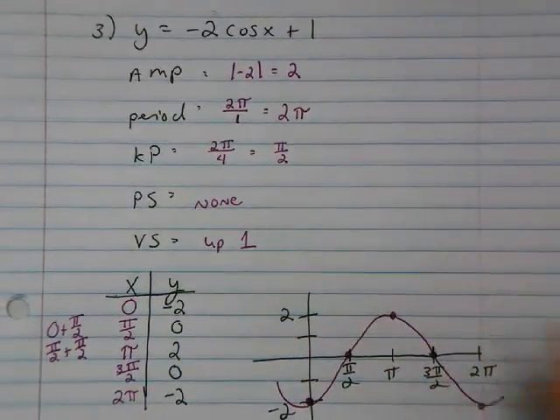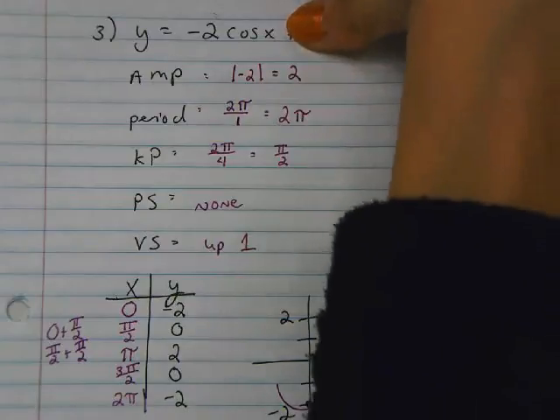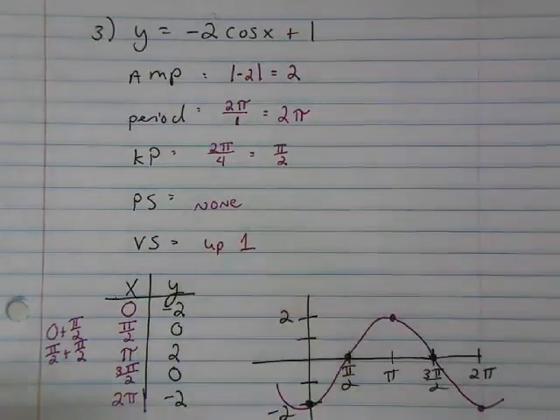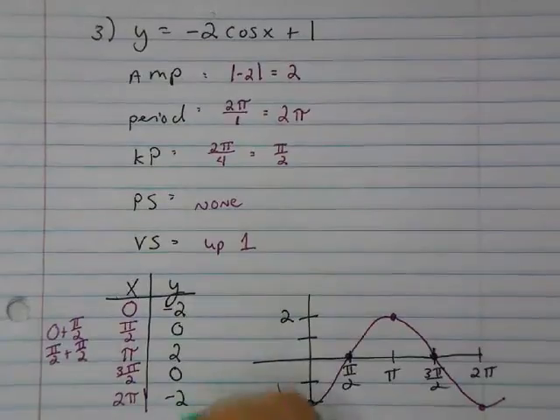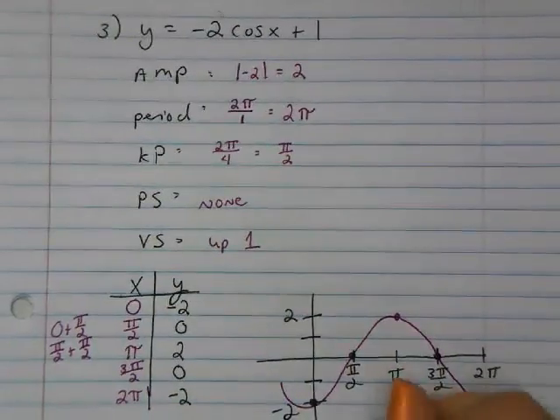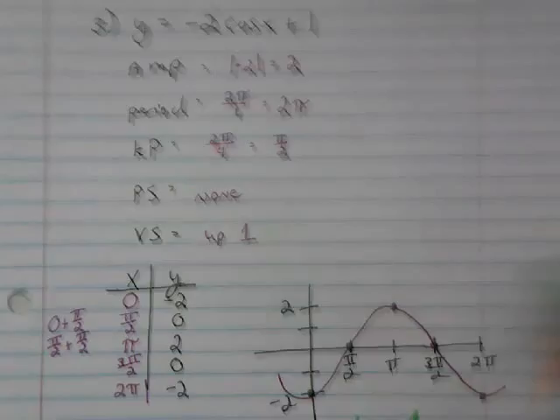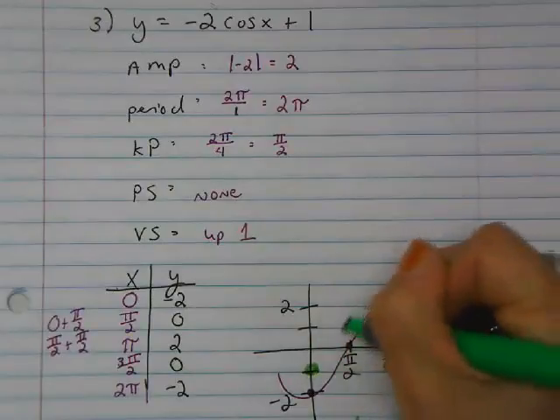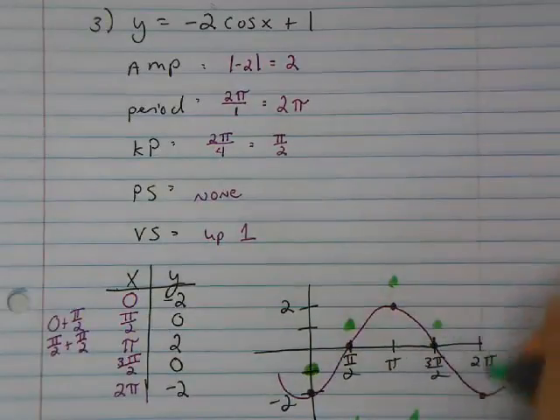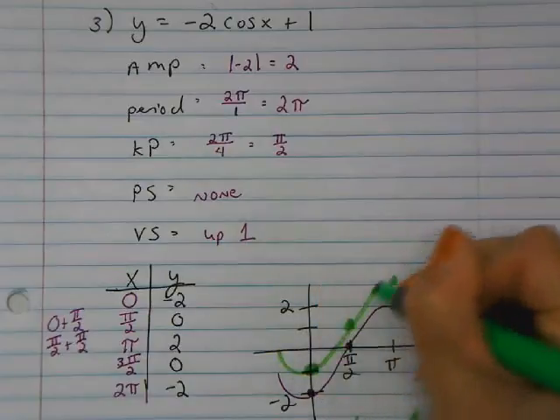That is just this function. Now I need you to shift it up 1. So if you're going to take the lazy way, you've got to remember that now you've got to go up 1. So take every point and go up 1. And there's my new graph.